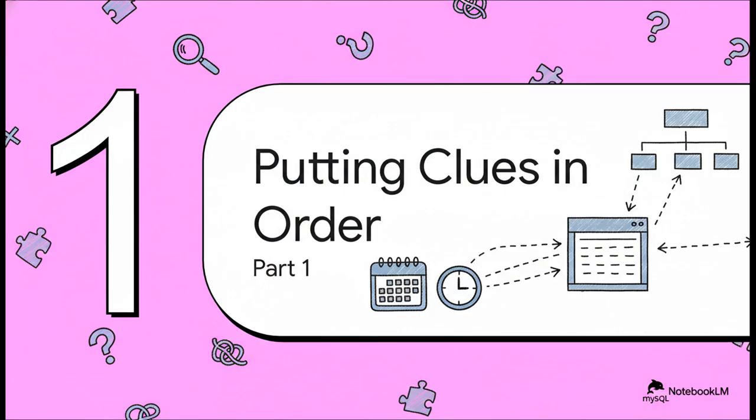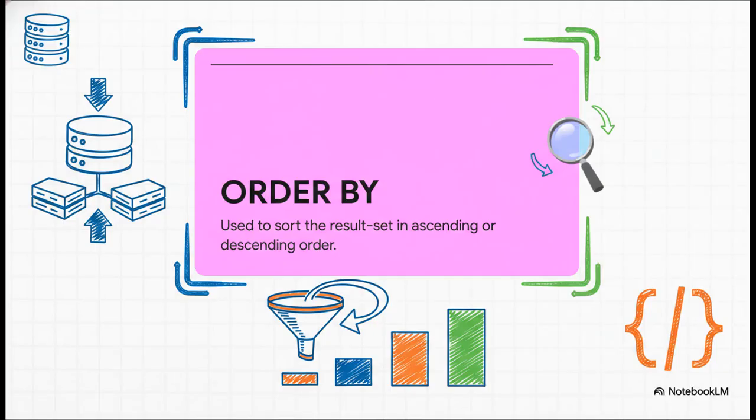So, first things first. In any investigation, you've got to organize the evidence, right? We need to take these scattered clues and put them into a logical order. Let's learn the primary tool for doing exactly that. I want you to meet your new best friend, the ORDER BY clause. Its job sounds simple, but trust me, it is incredibly powerful.